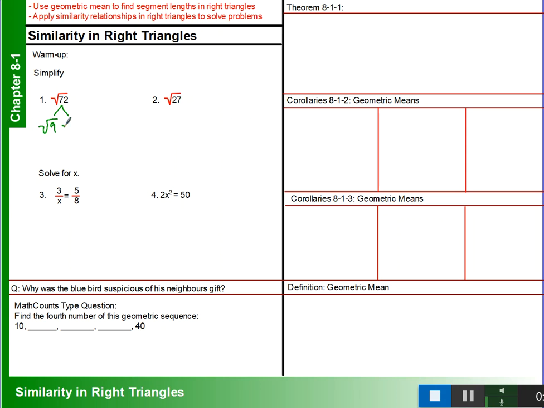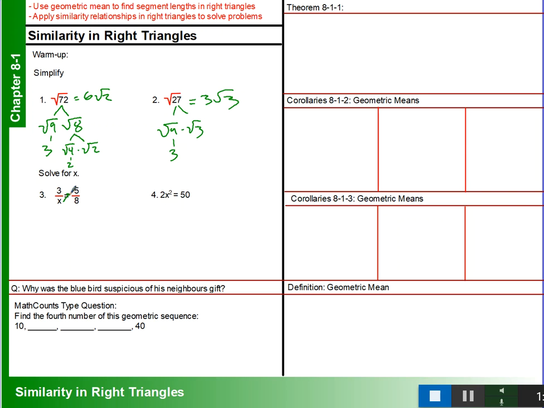Square root of 9 times square root of 8. Square root of 9 is 3. 8 can be broken down into square root of 4 times square root of 2. That's 2. So this is equal to 6 times the square root of 2, because 3 times 2 is 6. Similarly, we have the square root of 9 times the square root of 3. That's 3, so this is equal to 3 root 3.